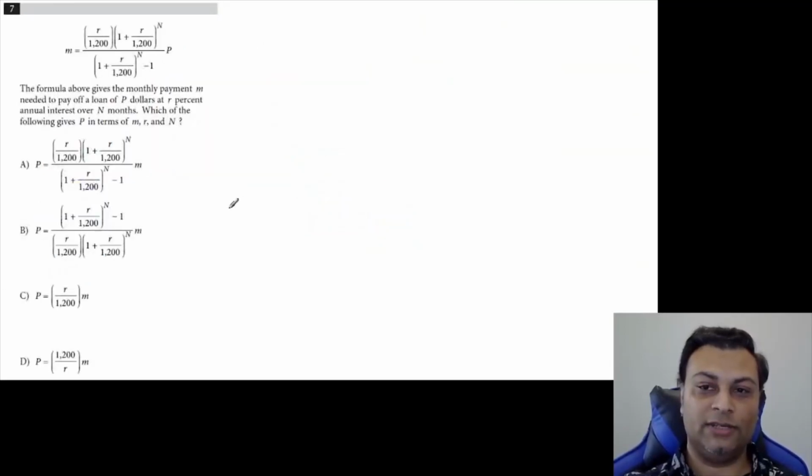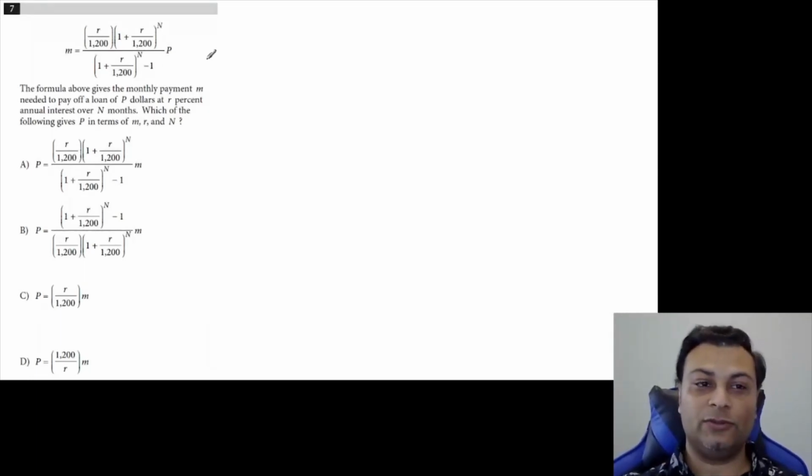Moving on to number 7, it says m equals all this times p. The formula above gives the monthly payment m needed to pay off a loan of p dollars at r% annual interest over n months. Which of the following gives p in terms of m, r, and n? We're trying to solve for p.